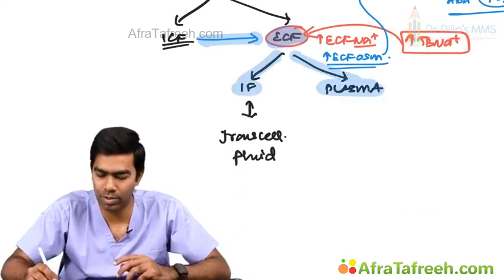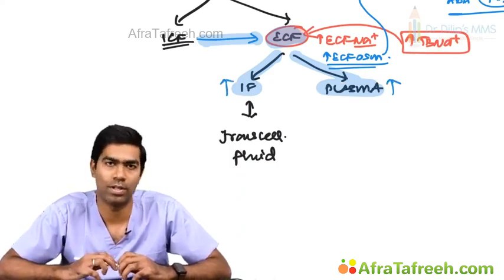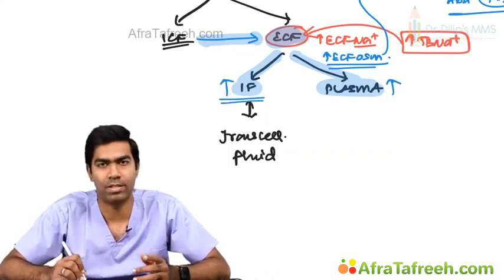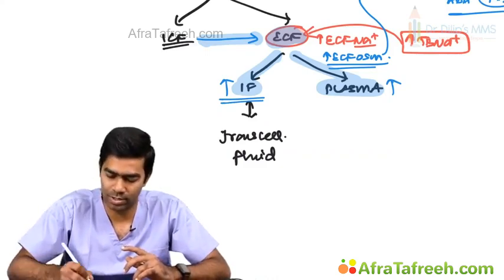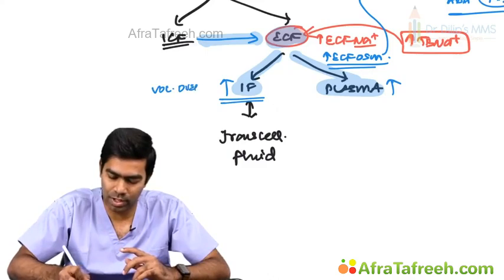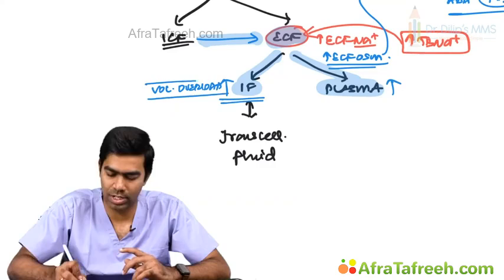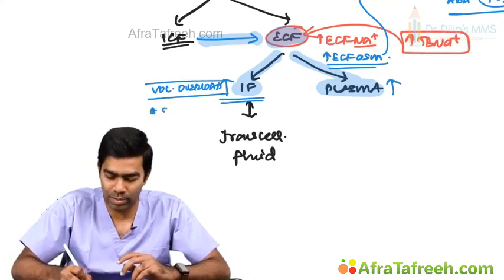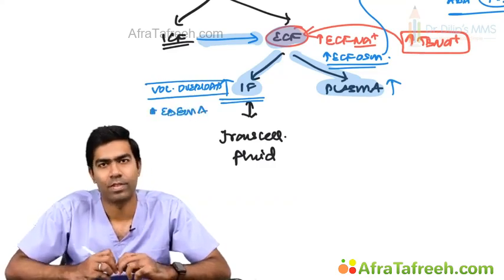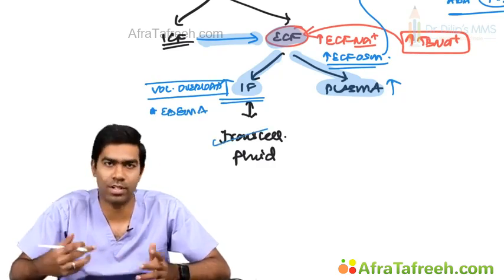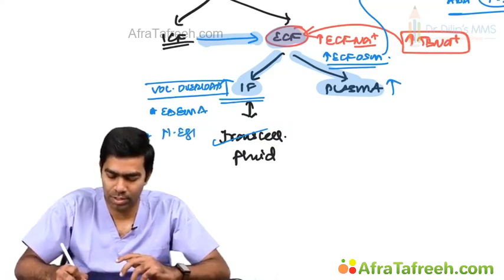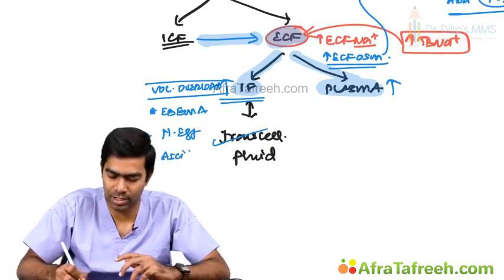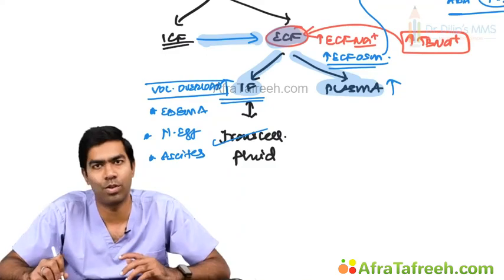So interstitial fluid volume is going to increase, interstitial fluid is going to swell, and plasma is also going to swell. If interstitial fluid volume expands, what do you call that? Volume overload state. That is what we call a volume overload state. Because interstitial fluid expands, it will result in edema. And again, transcellular fluid is a component of interstitial fluid, and again they will expand, resulting in pleural effusion and ascites. So this edema, pleural effusion, ascites, all these things are examples of volume overload state.